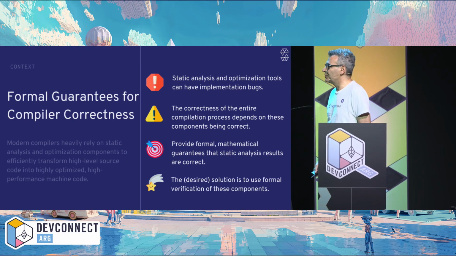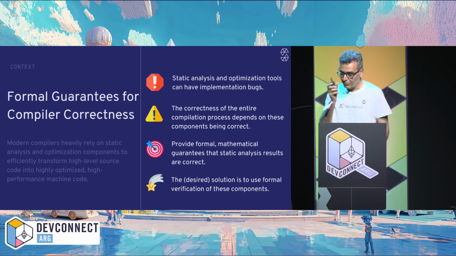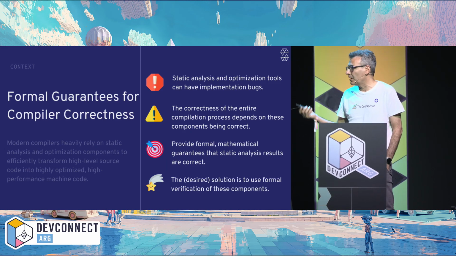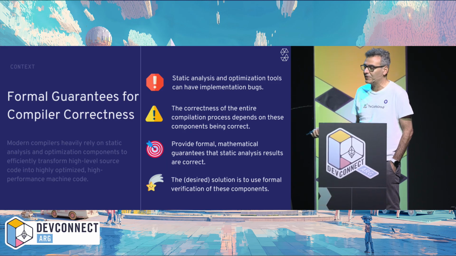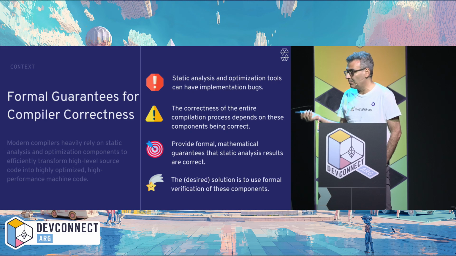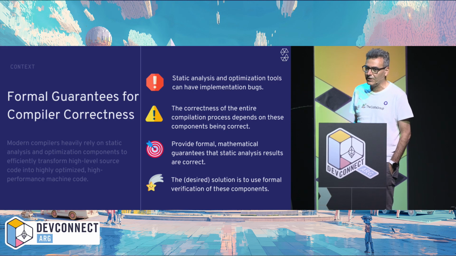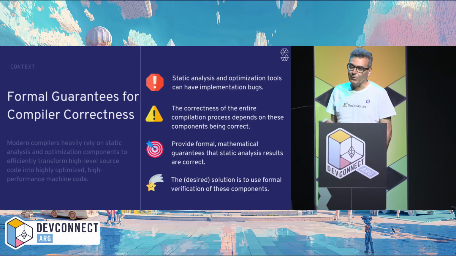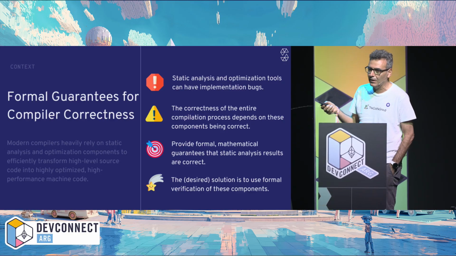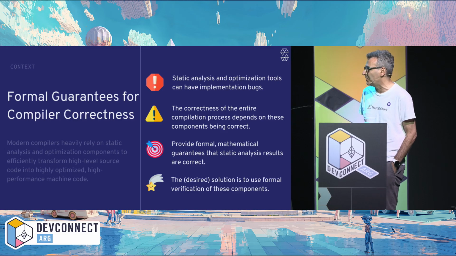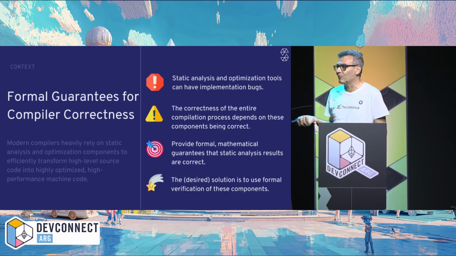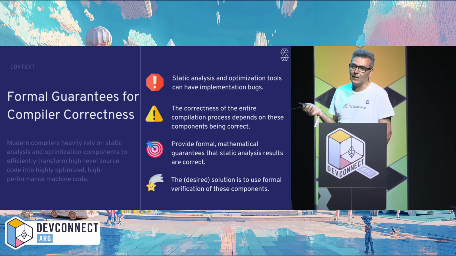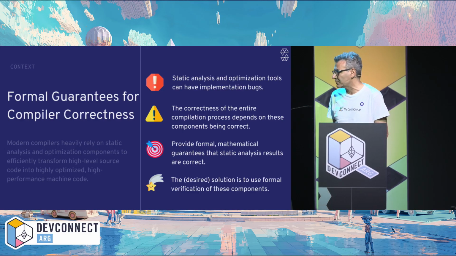Okay, so the context of this work is formal guarantees for compiler correctness. Since compilers rely heavily on static analysis and optimizations, the implementations of these tools can have bugs. Even if the underlying theory is correct, the correctness of the entire compilation process depends on these components being correct. So our goal is to provide formal mathematical guarantees that these tools are correct, and we want to do it with formal verification.